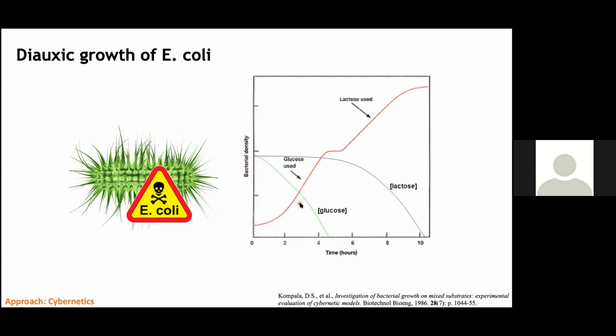Why glucose is utilized first is because if you take the slope here, the rate at which the bacteria grows is faster in the case of glucose than in the case of lactose. That's why a single optimization function which maximizes the growth rate will be able to capture this curve. And this cybernetic model has been defined by Kompala et al.